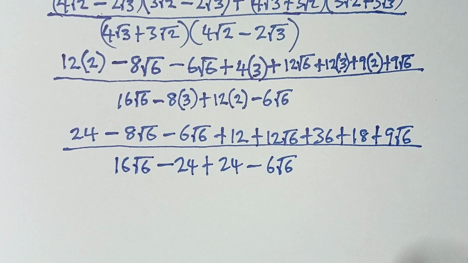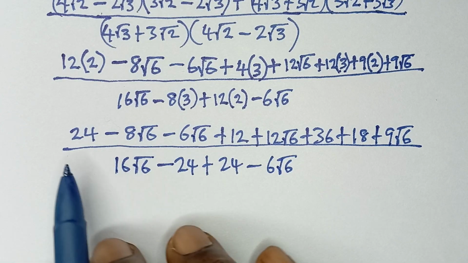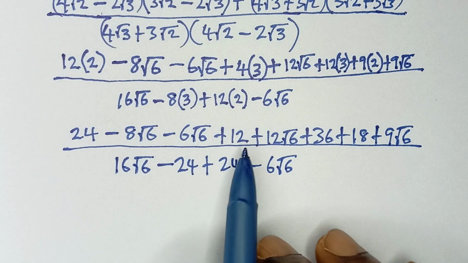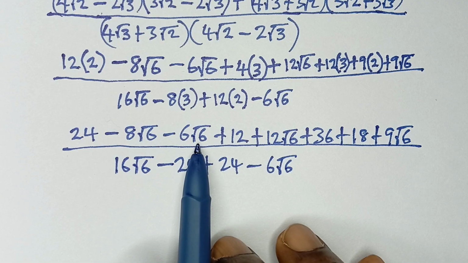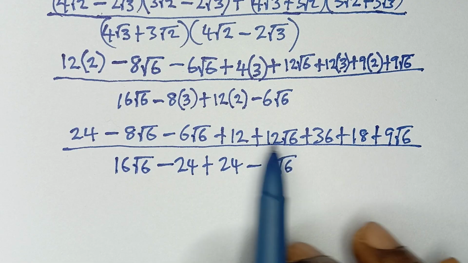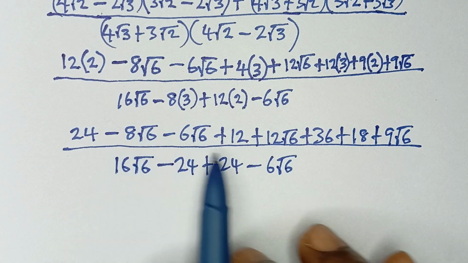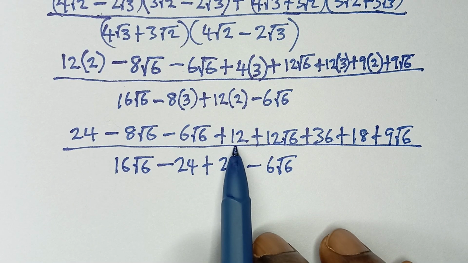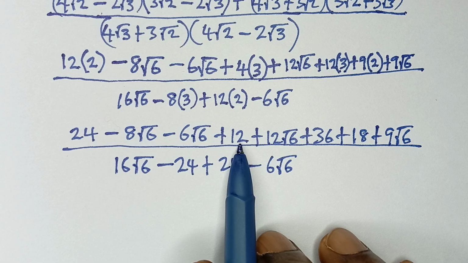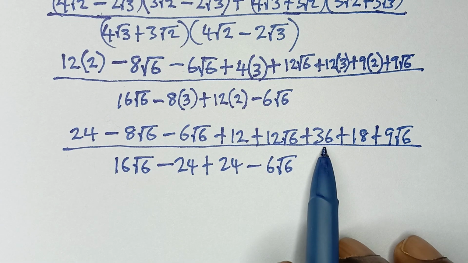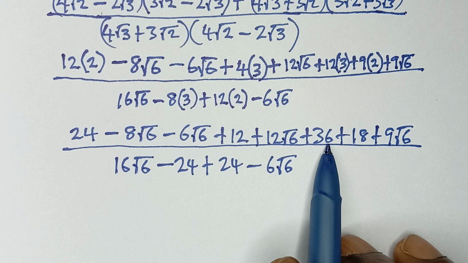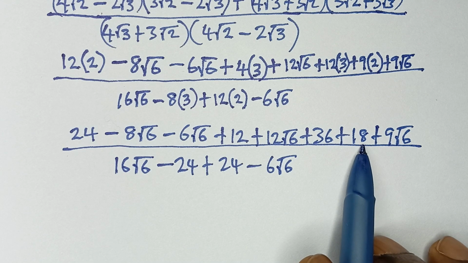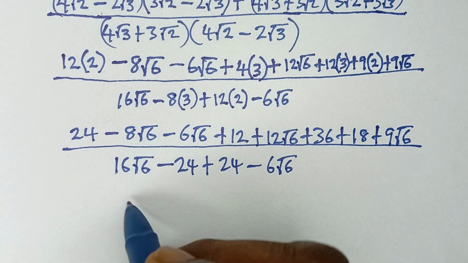And then moving on now, looking at the numerator, let's add the constant terms together and then add the terms in root 6, because the terms in root 6 are like terms, while the constant terms are also like terms. So 24 plus 12, that will give us 36. 36 plus 36, that is 72. And then 72 plus 18, that is 90. So I have 90 there.